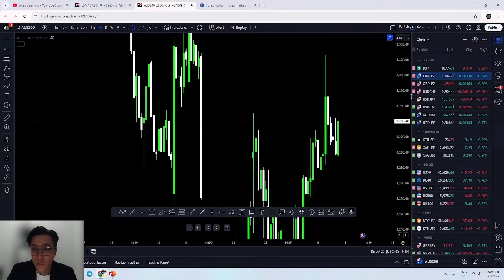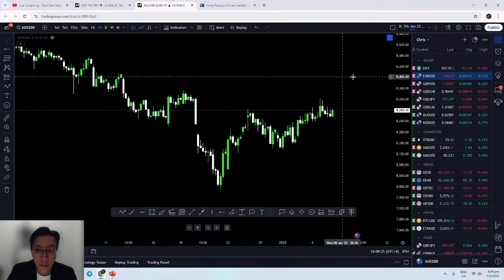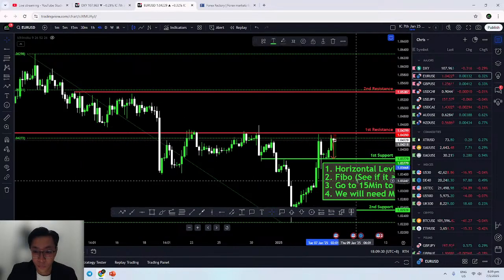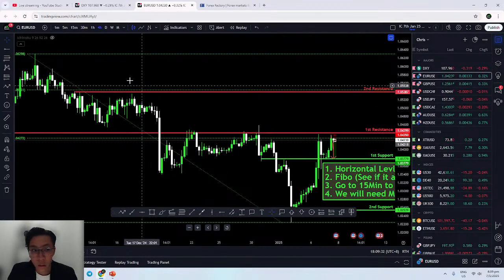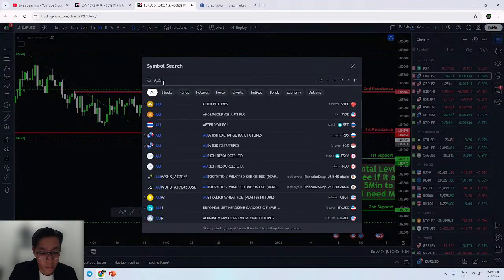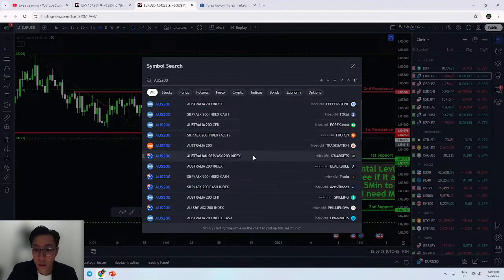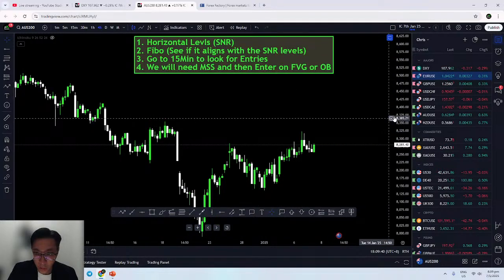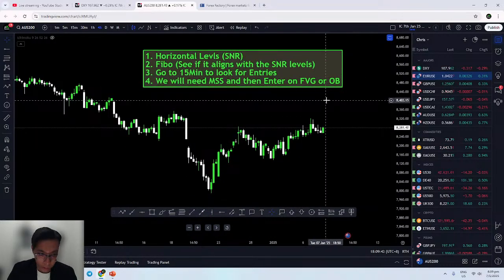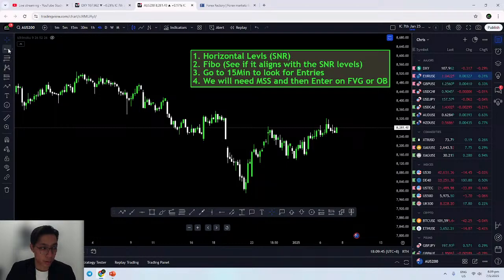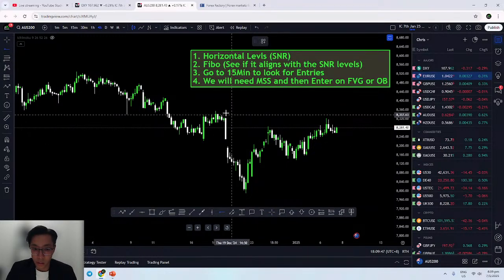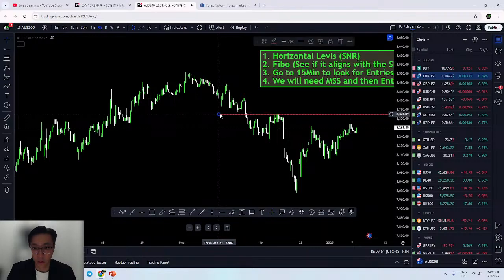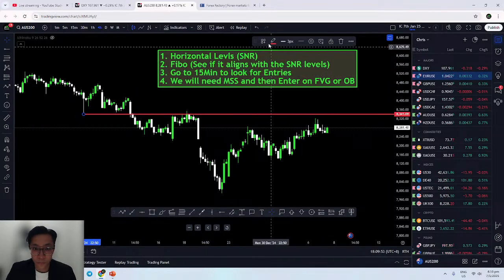Okay, let's go to H4 first. It's very simple things. Remember just now, let's just copy this. Sorry, AUS 200, IC Markets. Then we paste this and follow this. Horizontal level first. This is actually a super nice level for resistance.